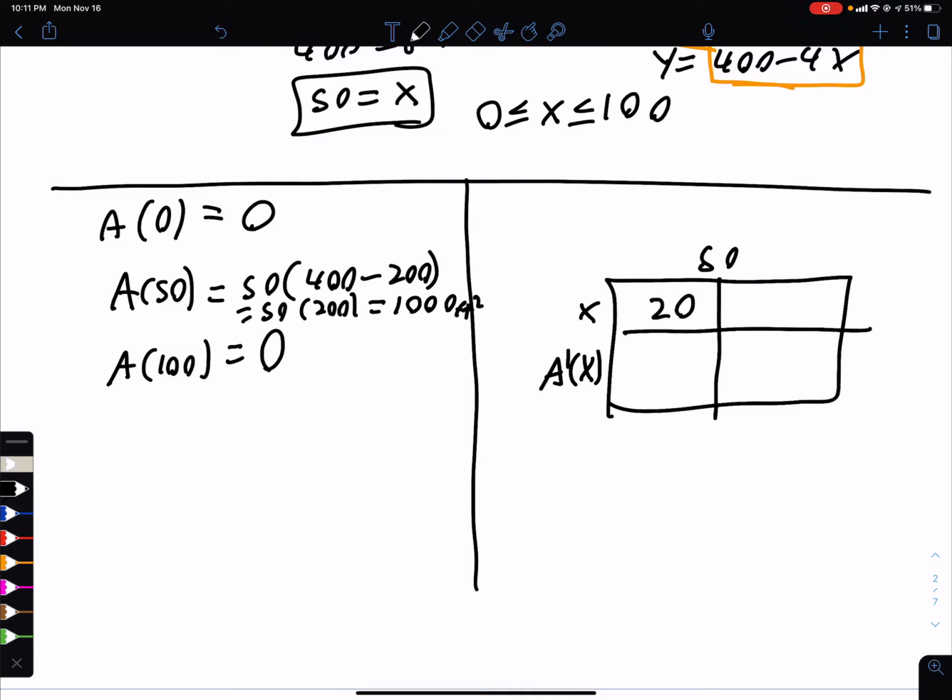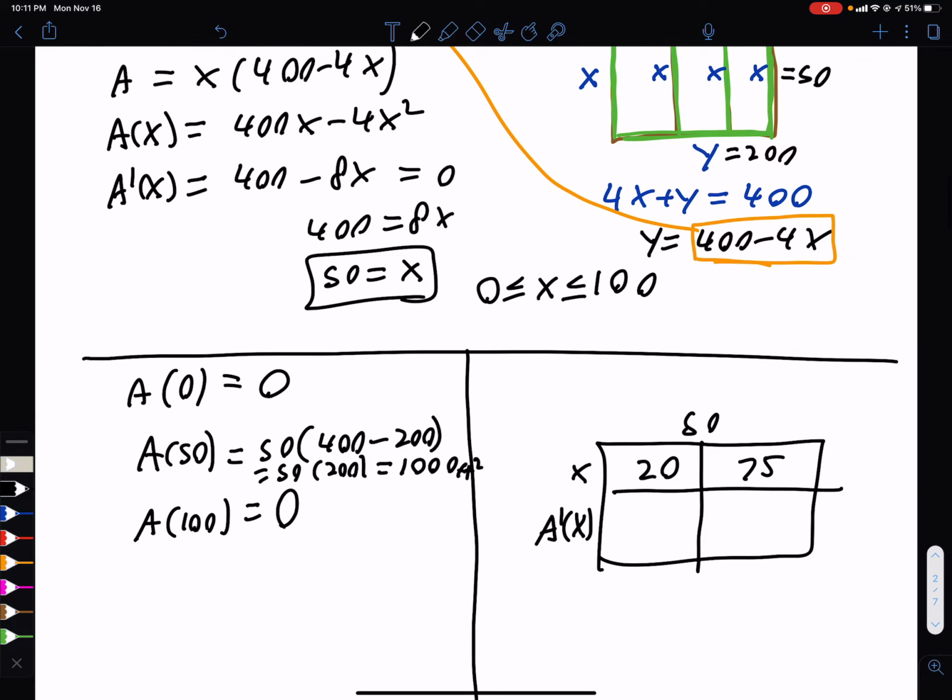20 sounds good, and 75 sounds good. Into the derivative formula, 20 placed there, that's 160. 400 minus 160, definitely positive. Place a 75 here. 75 times 8, the answer is 600. So 400 minus 600 is clearly negative.